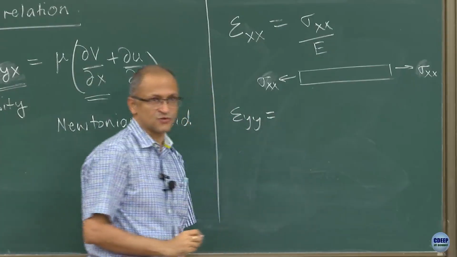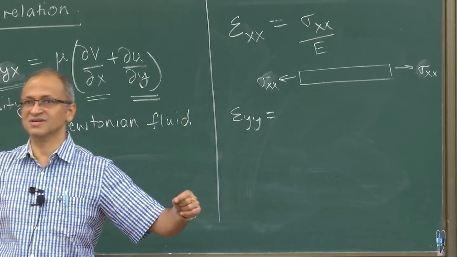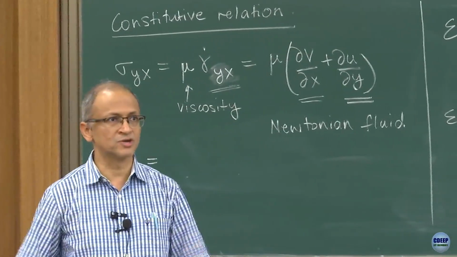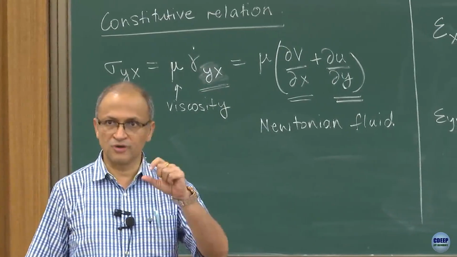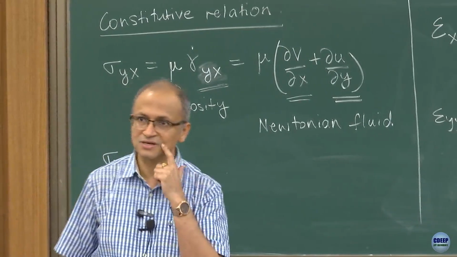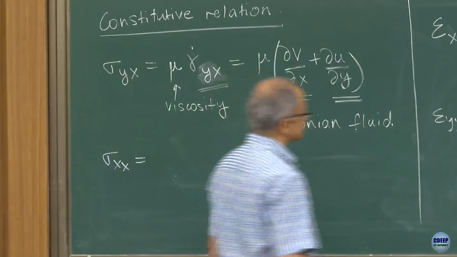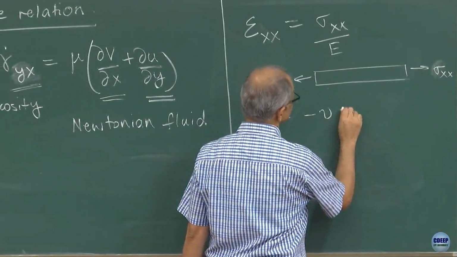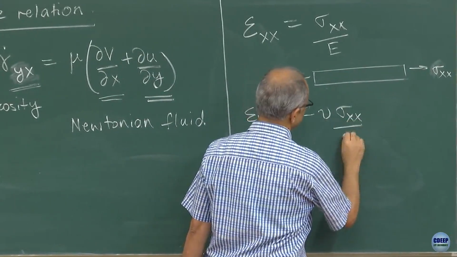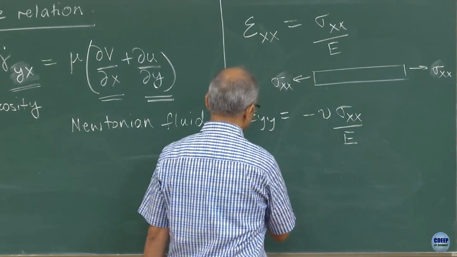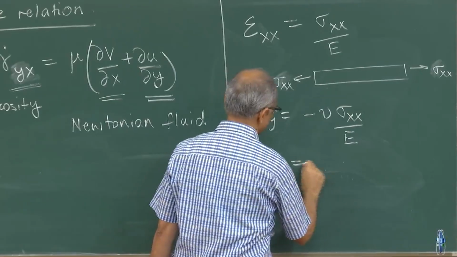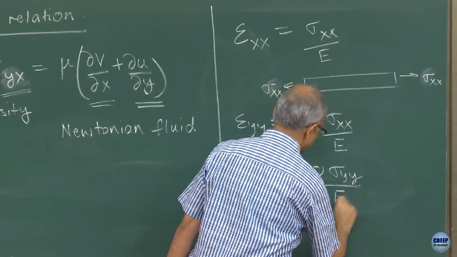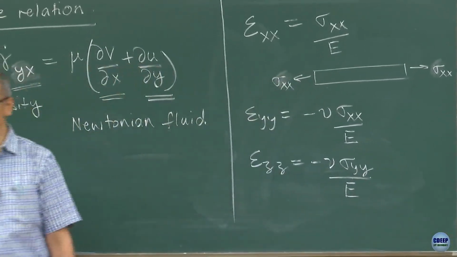Now what about epsilon yy? First of all, the rod will stretch in the direction of the force. What about the other two directions? It will contract in the other two directions, right? And how much will that be? Minus nu times sigma xx by E. And epsilon zz is minus nu sigma xx upon E. Right? So we know this.